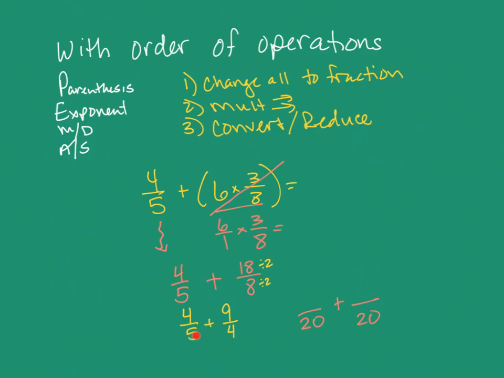If I do that to my denominator, I need to keep that fraction equivalent. I must do that to his best friend, the numerator. 4 times 4 is 16. And what did I do to 4 to get him to become a 20? I multiplied him by 5. I need to keep him equivalent by multiplying his best friend, the numerator, by 5. 9 times 5 is 45.